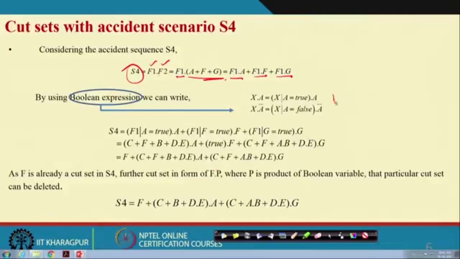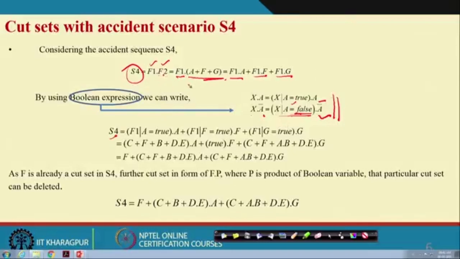So, what are the Boolean expressions? When we say X intersection A, we can write that as X given A equal to true, intersection A. Or X intersection A bar, you can write as X given A equal to false, intersection A bar. If you follow this and then simplify, what is going to happen?